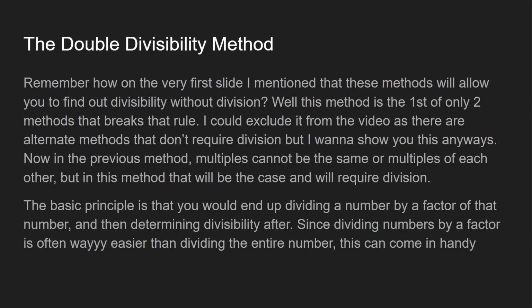Alrighty. So, remember how on the very first slide I mentioned that these methods will allow us to find divisibility without division? Well, this is the first of only 2 methods that breaks that rule. So I could exclude it from the video because it's technically breaking the rules, but I want to include it because they're alternate methods, and they do require division, but it is substantially easier, okay? Because in my opinion, dividing bigger numbers by smaller numbers is a lot easier than dividing bigger numbers by even bigger numbers. So this will allow you to determine divisibility with significantly less division.